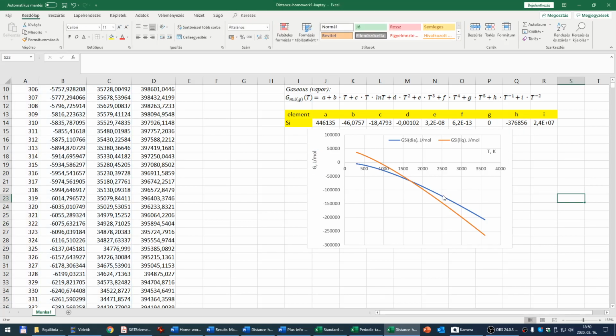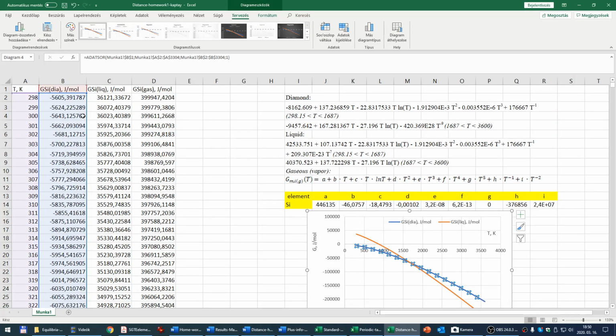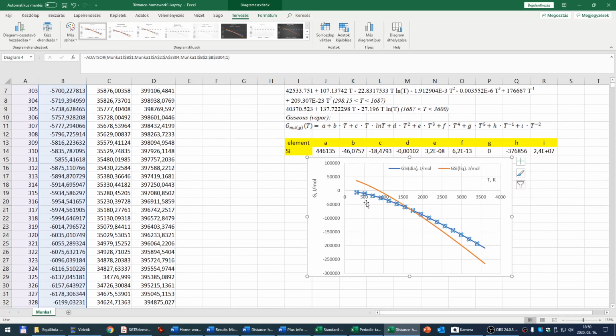Very good. So what we can see, the blue line, the diamond, this is the solid. Indeed, at low temperature silicon is in equilibrium in solid diamond state, and the liquid state, demonstrated by the orange line, has a more positive Gibbs energy, so liquid silicon at low temperatures is not an equilibrium state. But then there is a special temperature called melting point at which the two have the same molar Gibbs energies values. And if you go above the melting point, then the orange line shows more negative molar Gibbs energies, meaning at high temperatures liquid silicon is an equilibrium state and not solid silicon.